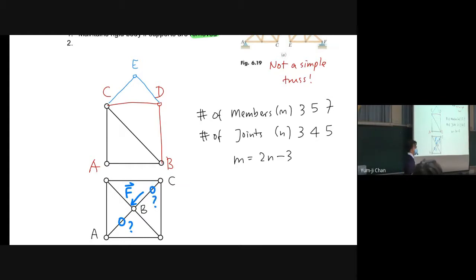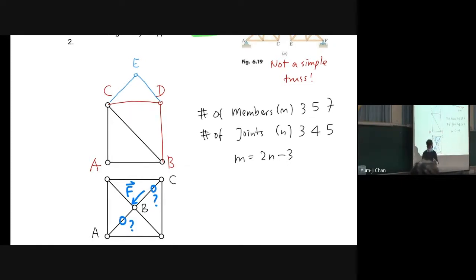Actually, we don't know. If we put a force F on point B, of course it will press member AB and it will have tension on member BC, but what's the ratio of these two parts? We don't know.